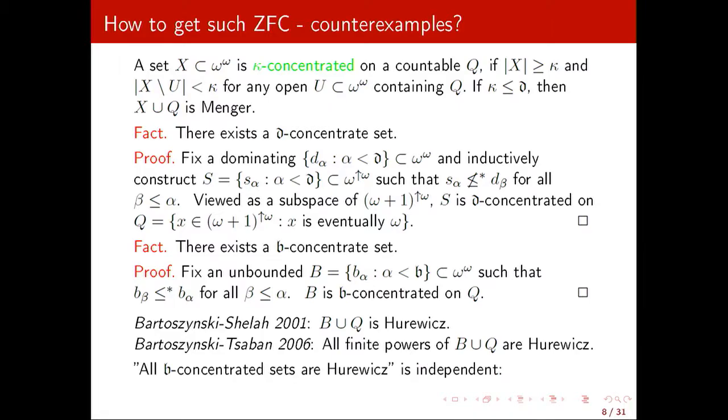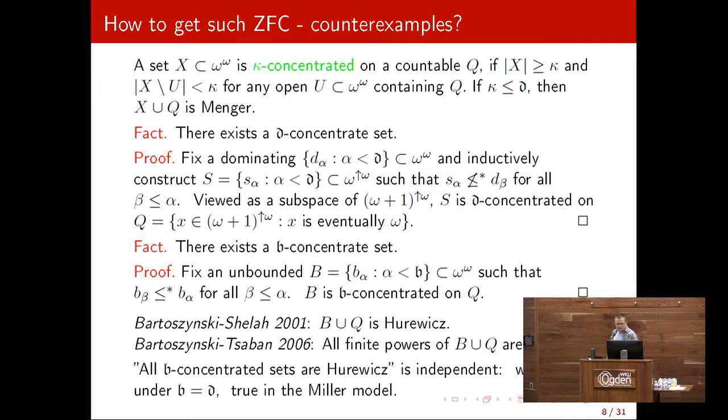And for curiosity, the statement that all B-concentrated sets are Hurewicz is actually independent. We know that it's wrong under CH. Actually, it's wrong under B equal D, but from what we have heard before, it implies that it's wrong under CH, because under CH, Luzin sets are B-concentrated because B becomes omega 1. And we know that Luzin sets can never be Hurewicz, but this statement is true in the Miller model.